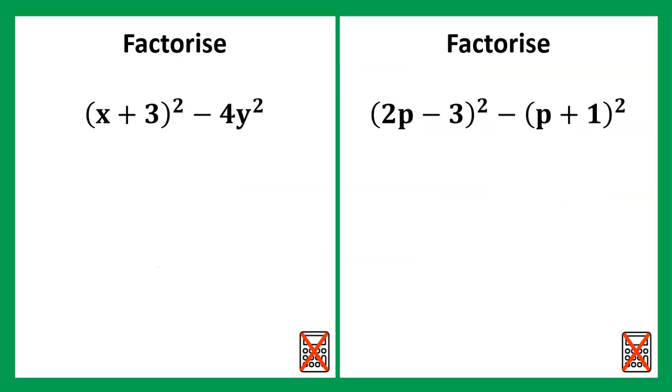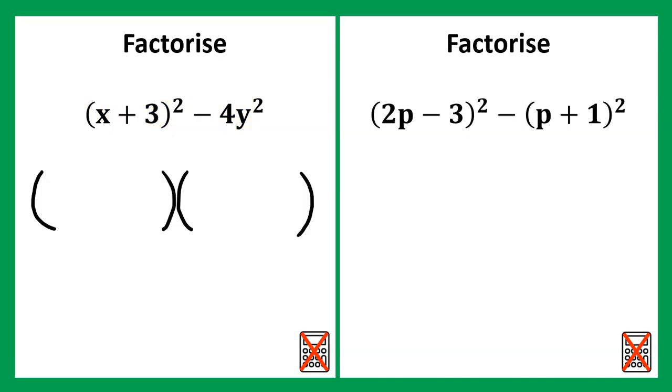On to the advanced questions, some of the most difficult questions that you're likely to find on this topic. These ones are quite hard to spot that they're difference of two squares, since this time, on the left-hand side, we don't have a single term that's being squared. We have an expression which is being squared, but it is still the difference between two squares.